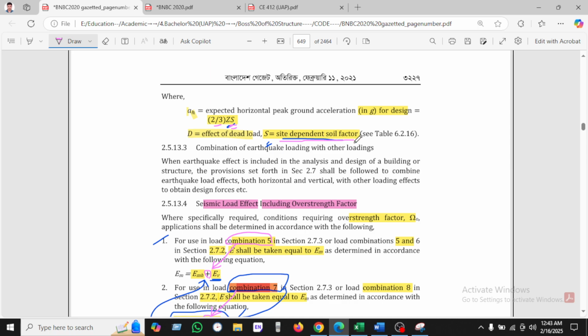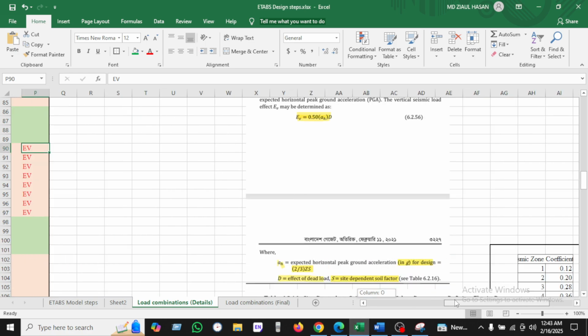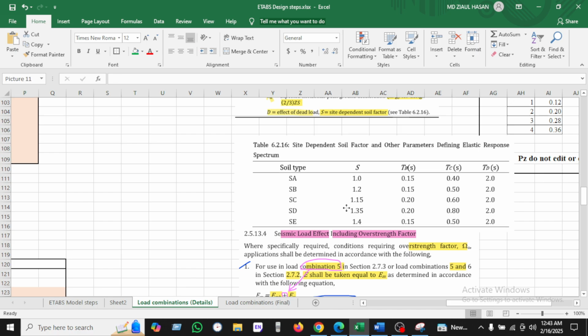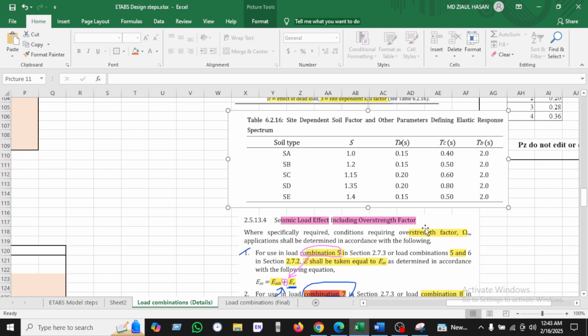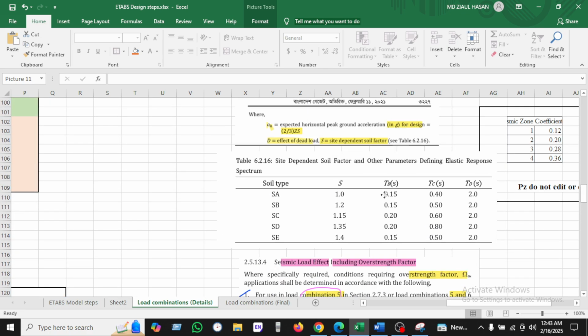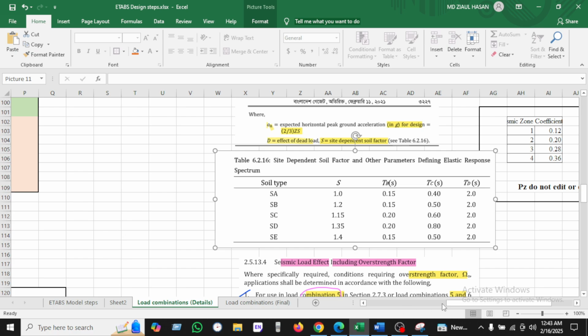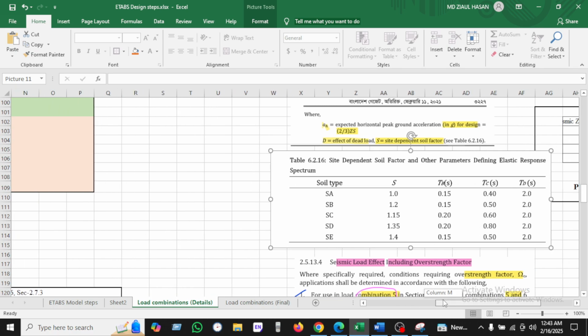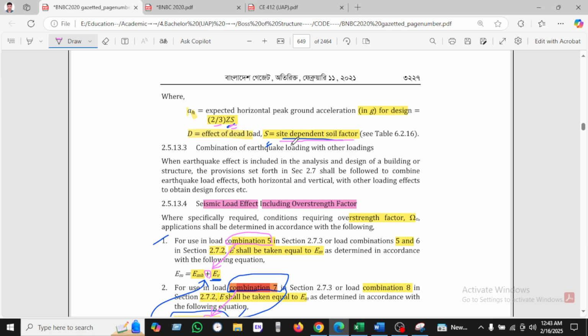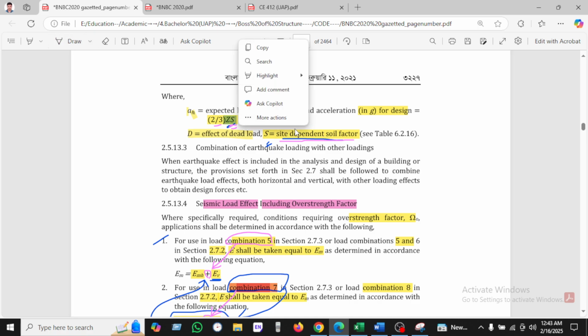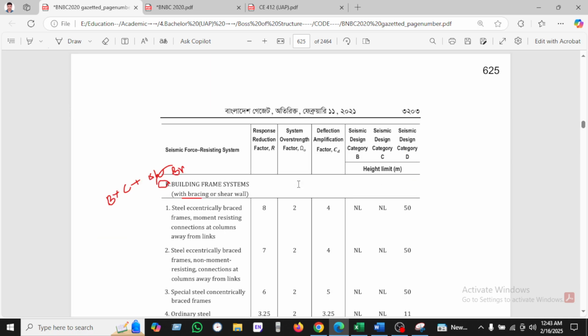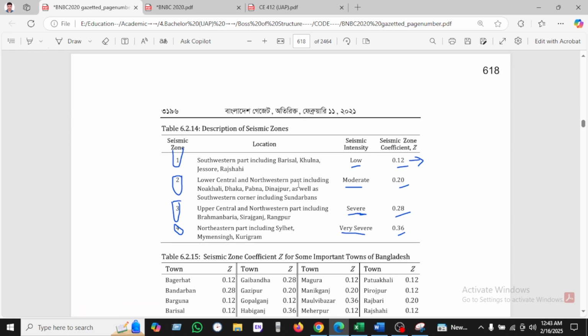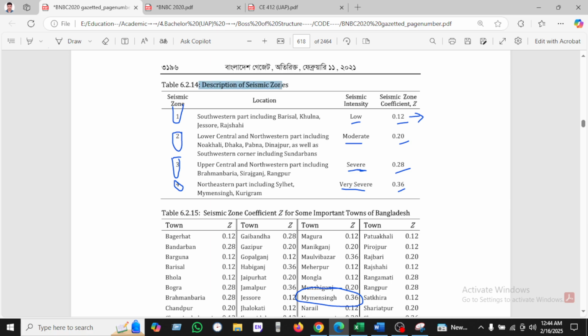Soil site class is dependent on the soil factor. So if we go to another table, these are the values of the site class. If we go to the zone value, now see how we get the Z value. These are the Z values. This is one of the seismic zones.